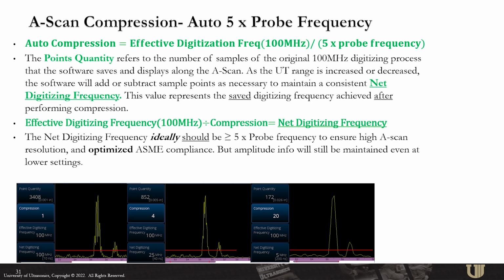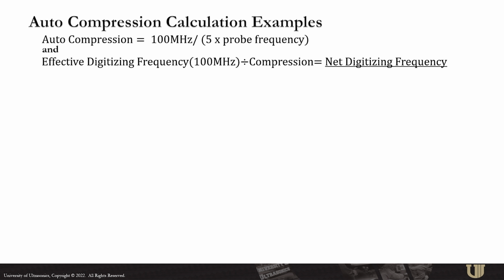So if what you're doing is purely amplitude based, we have a safety net because the smart compression process always preserves amplitude information. Higher net digitizing frequencies and points quantities will take up more data file space and result in slower acquisition rates, but creates a more dynamic looking, higher resolution A-scan signal. And then lower net digitizing frequencies would have the opposite effect. And here's a few examples of what the auto compression feature might calculate for some common probe frequencies.